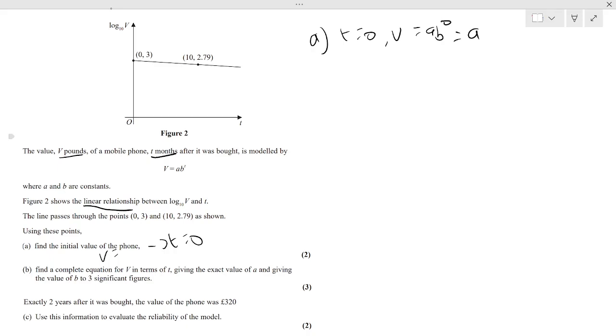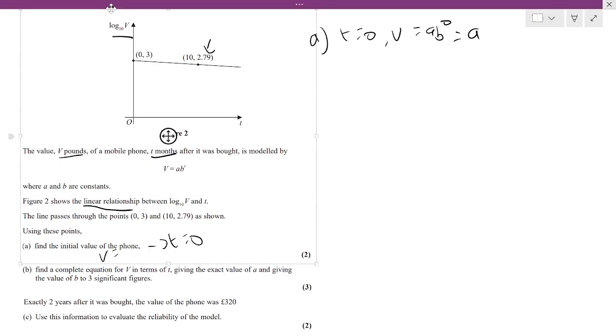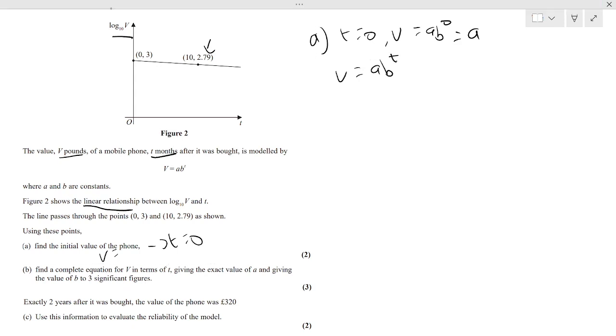But we know log 10 of V and t. We know that we can't substitute these points into here because this is log 10 of V. This is not V. Well, then we're going to have to take logs then, right? So we're going to say then if V is ab to the t, therefore log 10 of V is going to be log 10 of ab to the t.